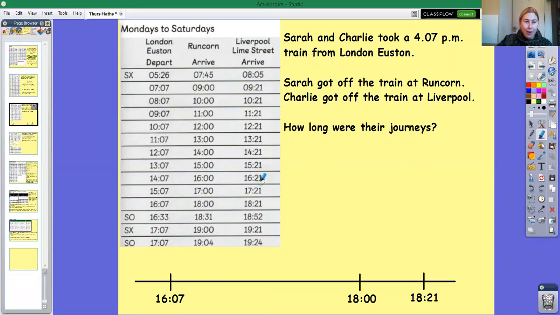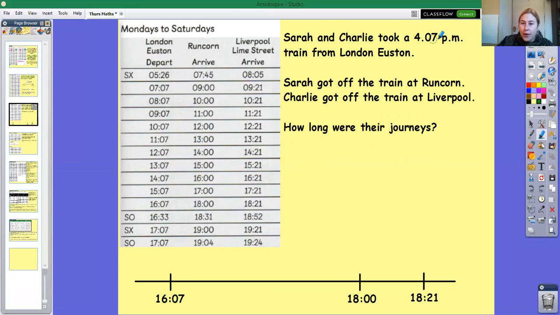So we need to work out how long their journeys are. So I need to work out how long the journey would be from London Euston to Runcorn for Sarah, and then how long it would be from London Euston to Runcorn and then on again to Liverpool for Charlie. So let's just see if we can find the times on the table.